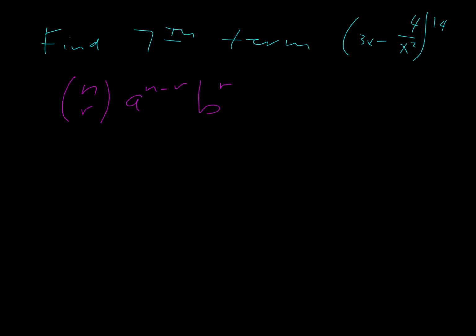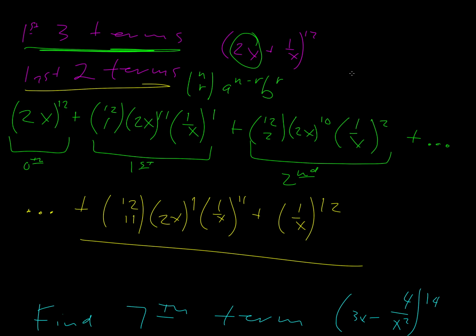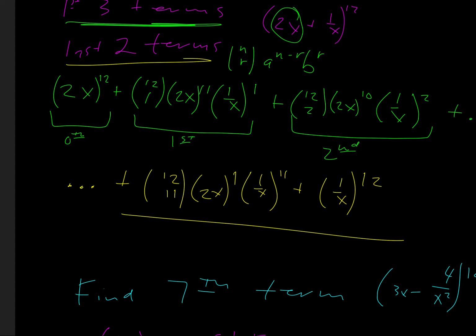So when we're looking at this, we can write down some of our stuff. I'm going to say a is equal to 3x, b is equal to negative 4 over x squared, and then n is equal to 14. Okay? And then specifically in this one, r is going to be equal to 7. Ooh, they want us, okay, that's tricky. They're labeling them a little bit different.